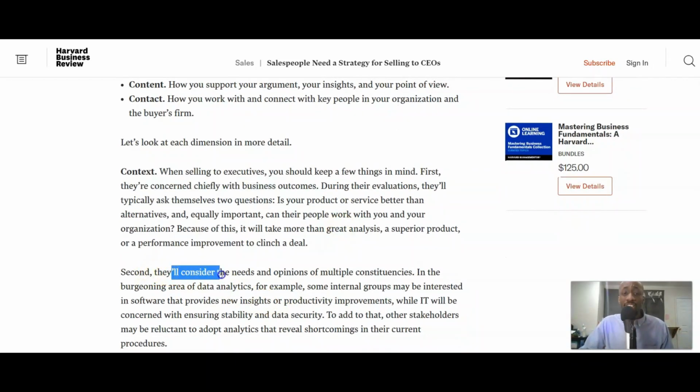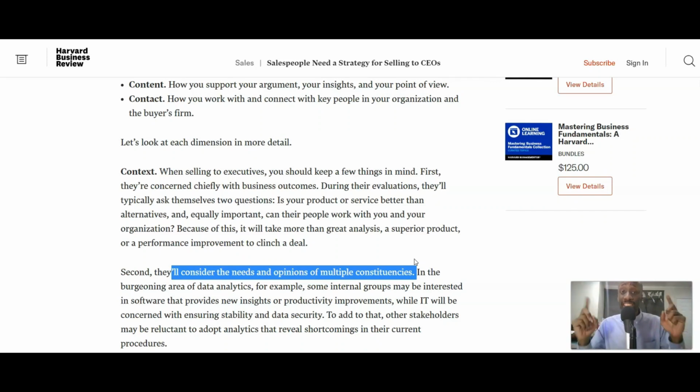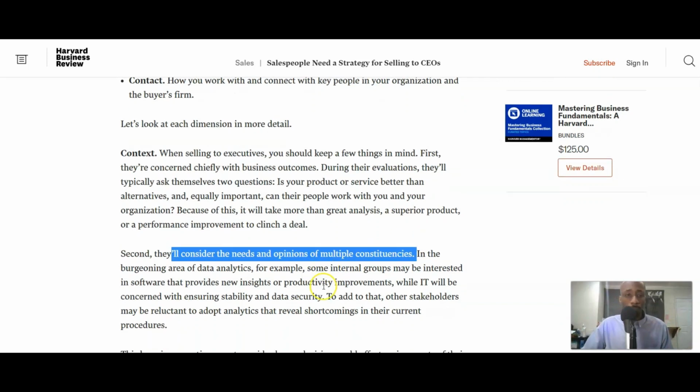Second note here is they'll consider the needs and opinions of multiple constituencies. There may be other stakeholders that they have to consider when buying or not buying this service that you offer. And so you have to respect the fact that they're thinking about multiple stakeholders at the same time. If you can think with them, you become even more valuable.